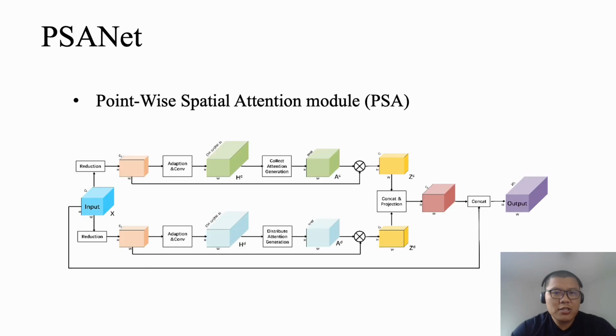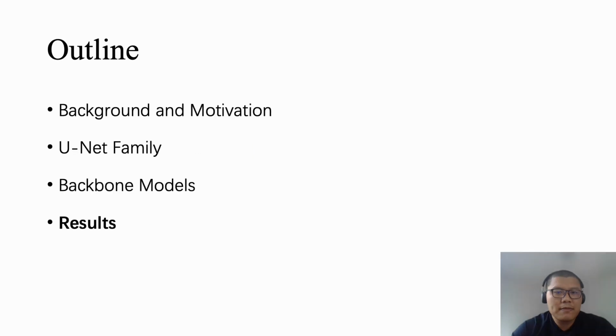And the PSANet, the point-wise spatial attention network, was proposed to capture long-range dependence. As we can see the structure in this picture here, the collect and distribute branches are used to aggregate the contextual information under the guidance of the attention maps, which connect every position with all the others.